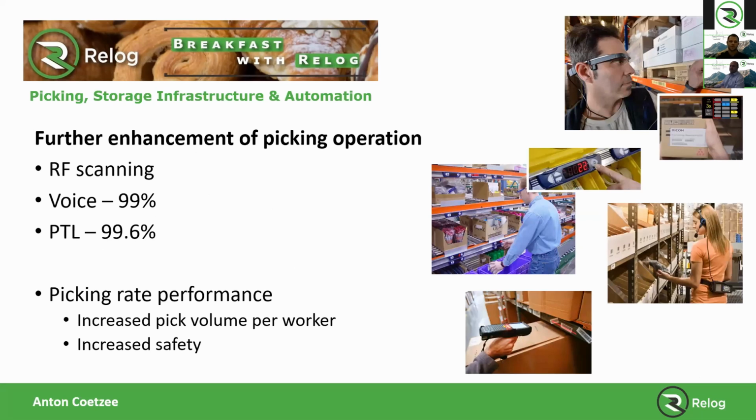In terms of enhancing your picking operations even further, there's other systems. People used to pick on paper. Obviously, if you've got paper in your hands, you don't have your hands free, and you can't pick as fast and as efficiently as you would like. So we've implemented different systems in terms of RF scanning. We've moved people onto voice and pick-to-light systems, and that's reduced the number of errors and increased accuracy in order to fulfill orders accurately.